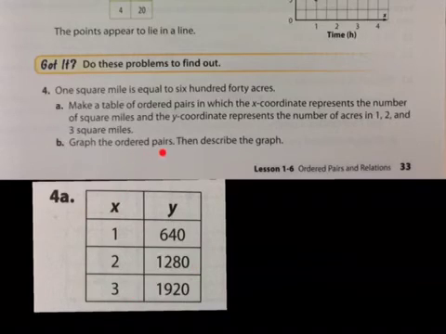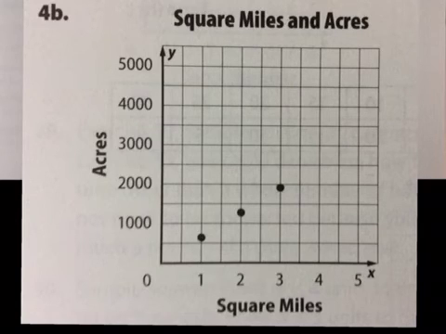Now, graph the ordered pairs. Please use some grid paper to graph it in your notebooks. If you don't have grid paper, simply draw one with your ruler. And it should look something like this. Along the y-axis we have the number of acres, and along the bottom we have the square miles. Again, this is our domain and this is our range.